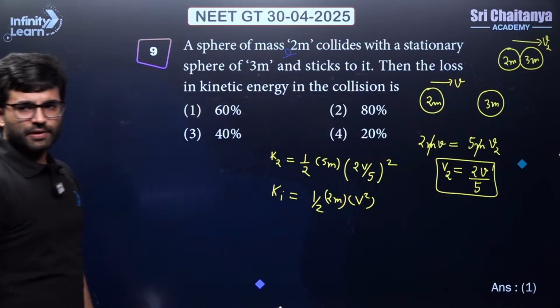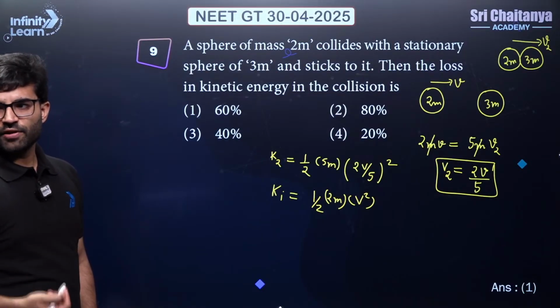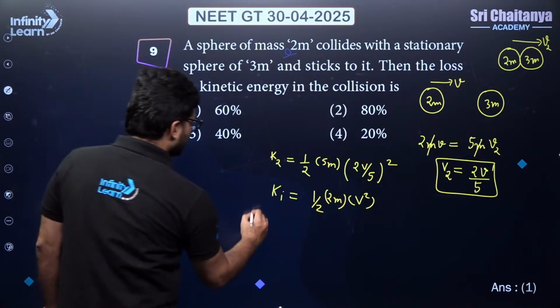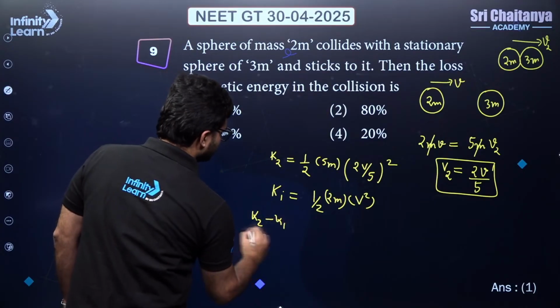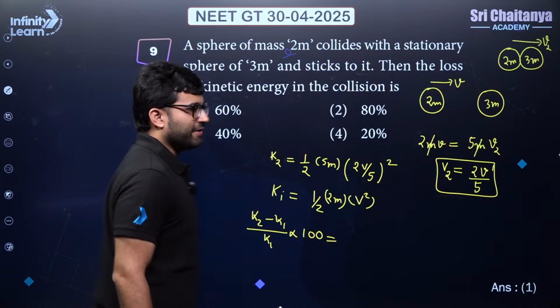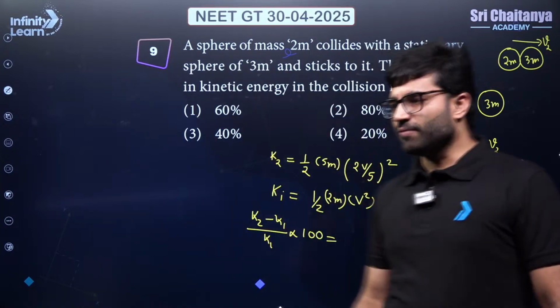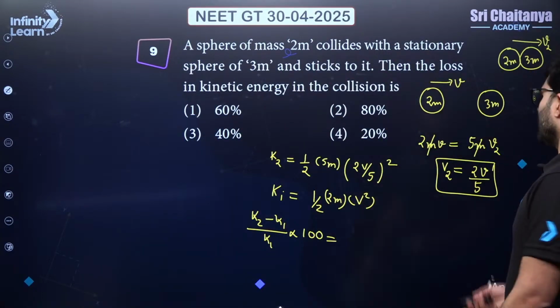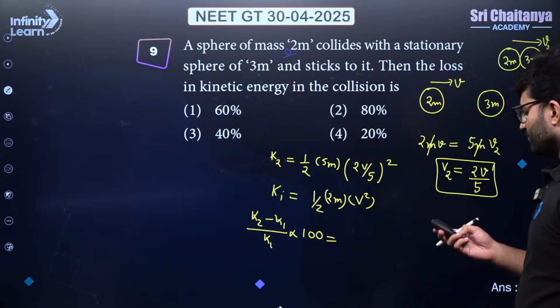Now, how to calculate the percentage? Final minus initial upon initial into 100. So that is very, very simple. K2 minus K1 upon K1 into 100. That I am leaving up to you because I know you are very talented in maths. So you can do it by yourself. So the answer will come as 60%.